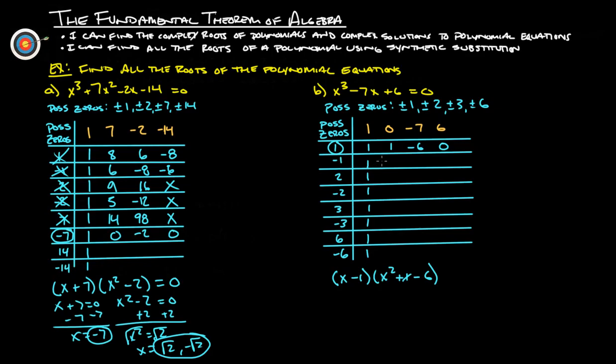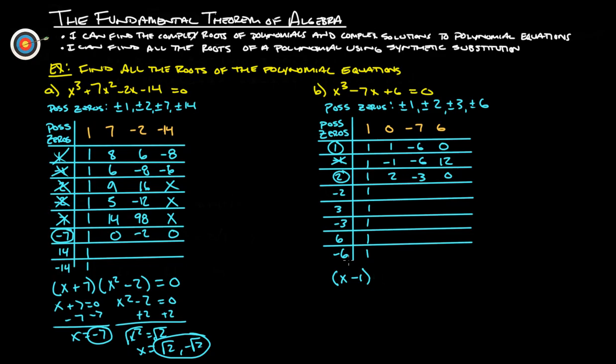Okay, so negative 1 times 1 is negative 1, and 0 is negative 1. Negative 1 times negative 1 is 1, plus negative 7 is negative 6. Negative 1 times negative 6 is 6. 6 plus 6 is 12. That doesn't work. So negative 1 does not work. 2 times 1 is 2, plus 0 is 2. 2 times 2 is 4. Minus 7 is negative 3. 2 times negative 3 is negative 6, and positive 6 gives us 0. So there's another factor. So now we can get rid of this.